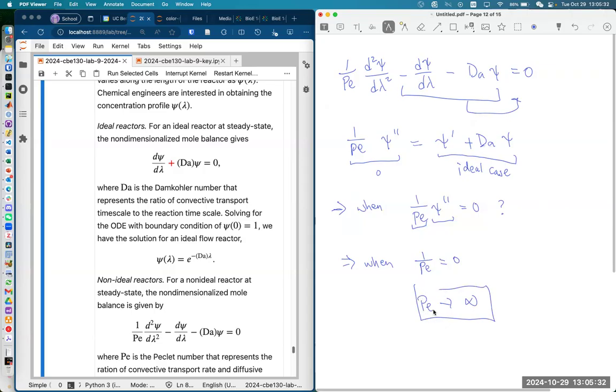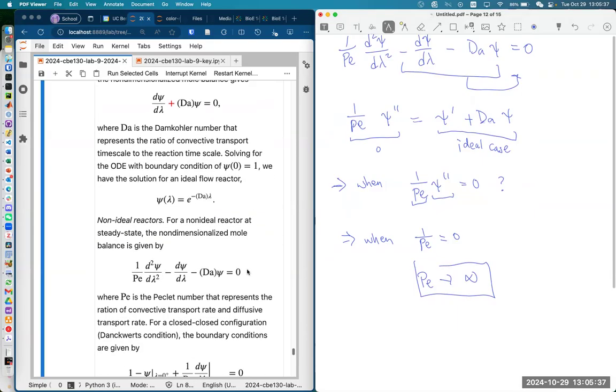So if the Peclet constant is relatively large, then it reduces to the ideal case. And here it says that the Peclet number is the ratio of the convective transport rate and the diffusive transport rate. So when it goes to infinity, the convective force is much larger than the diffusive force. So if there's much convection, then it will reduce to the ideal case because everything will be homogenized.